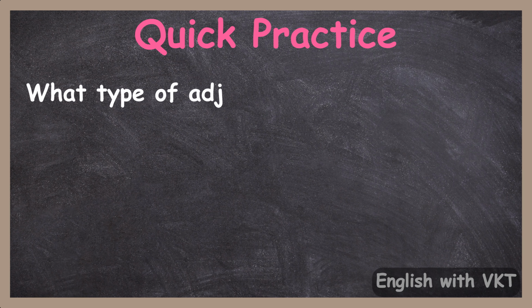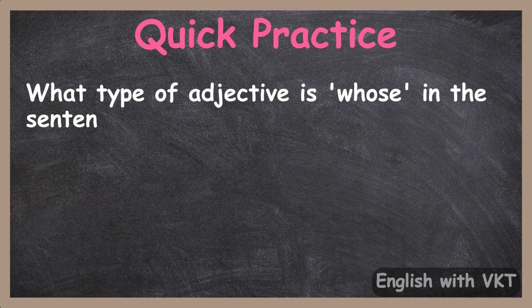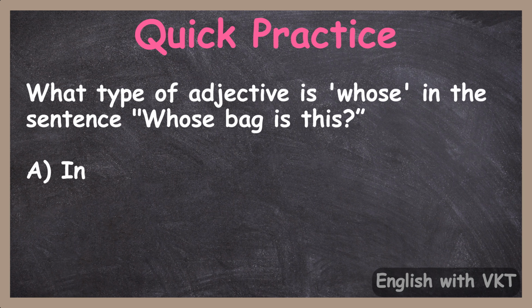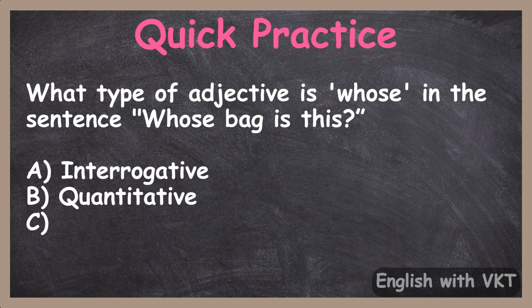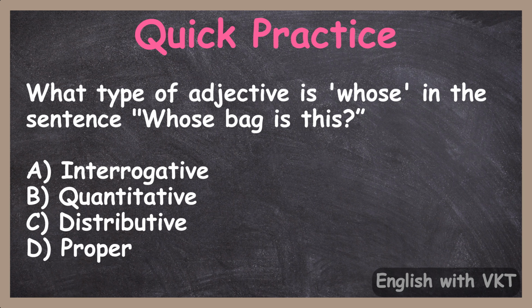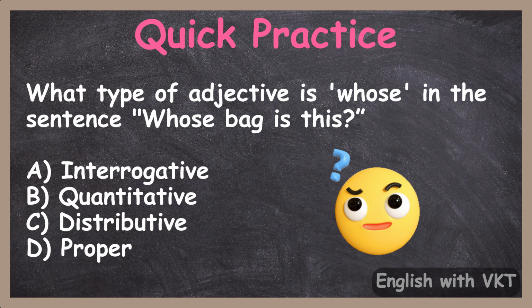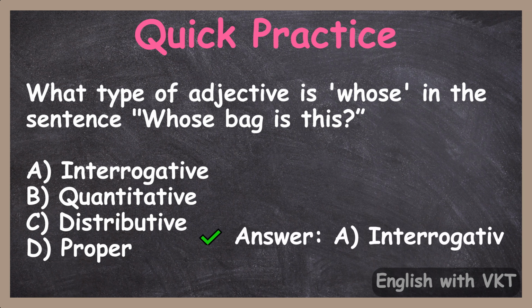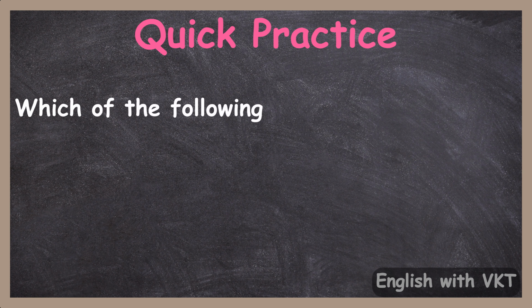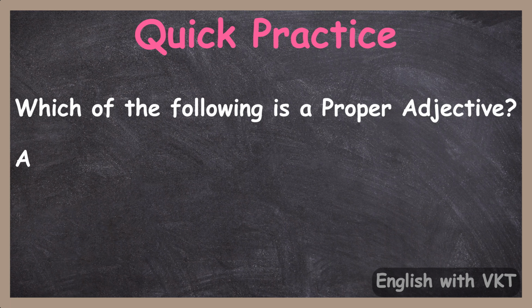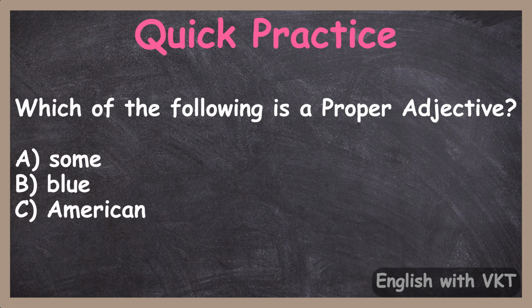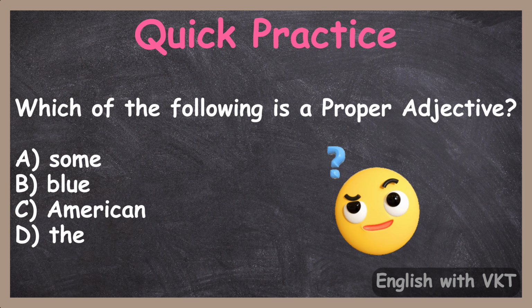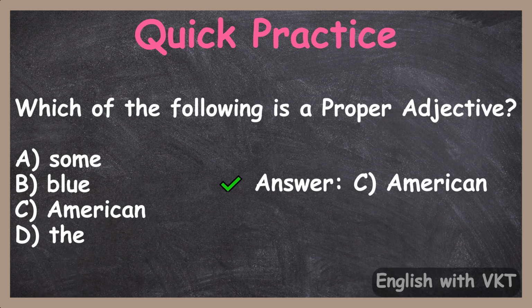What type of adjective is whose in the sentence: Whose bag is this? A. Interrogative. B. Quantitative. C. Distributive. D. Proper. Answer: A. Interrogative. Which of the following is a proper adjective? A. Some. B. Blue. C. American. D. The. Answer: C. American.